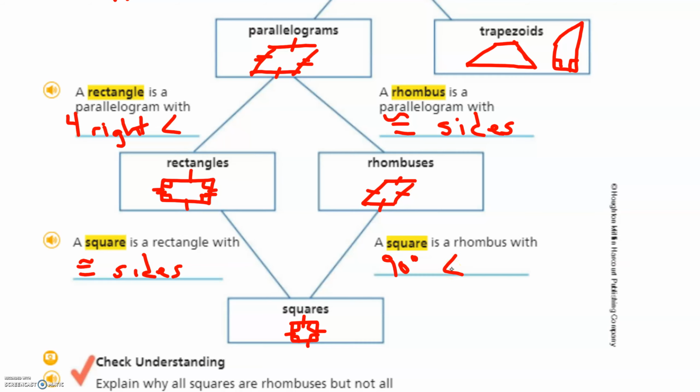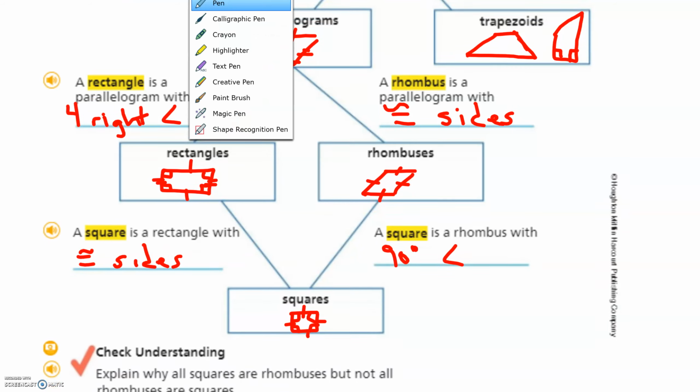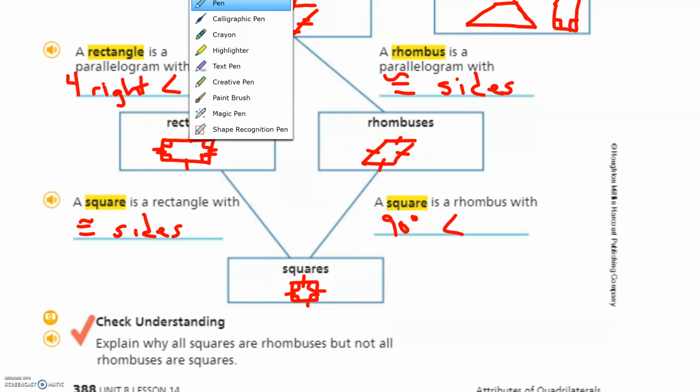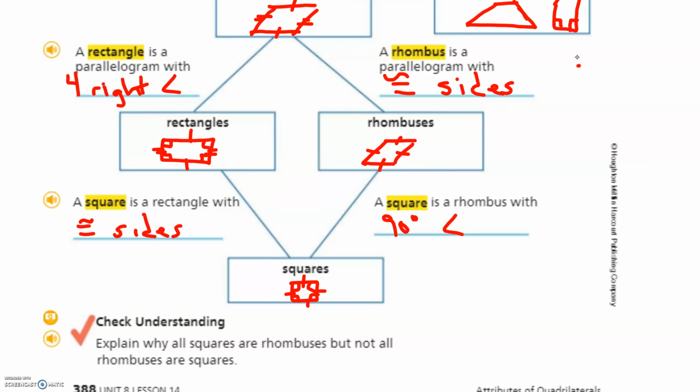All right, one last trick question here. Explain why all squares are rhombuses, but not all rhombuses are squares. Well, a square is a kind of rhombus because it has opposite sides equal and opposite sides parallel. But a rhombus doesn't have to have 90-degree angles. A square does. So the difference is in the measurement of the angles.